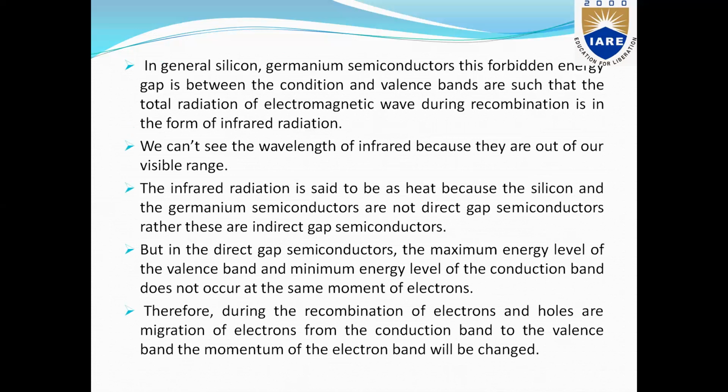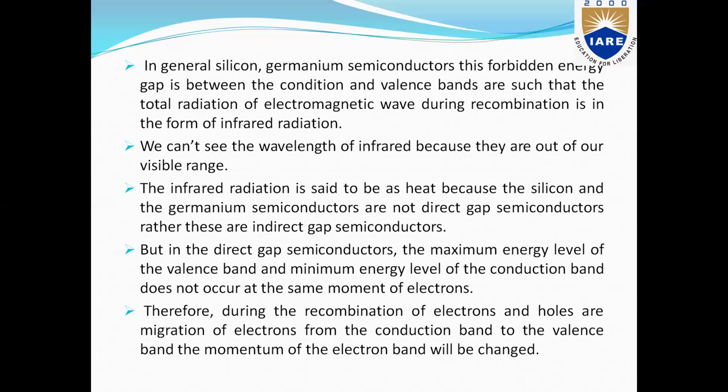In general, in silicon and germanium semiconductors, the energy gap between the conduction band and valence band is such that the radiation of the electromagnetic waves during recombination is in the form of infrared radiation. We can't see the wavelength of infrared because it is out of our visible range. This is because silicon and germanium are not direct gap semiconductors, rather they are indirect gap semiconductors.